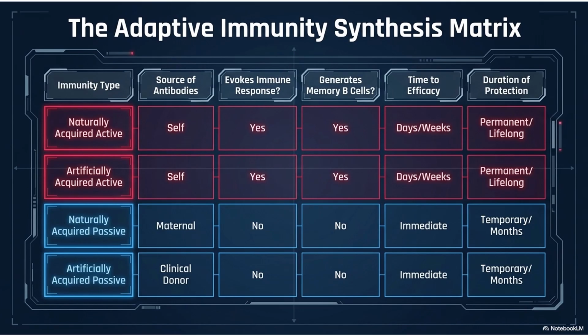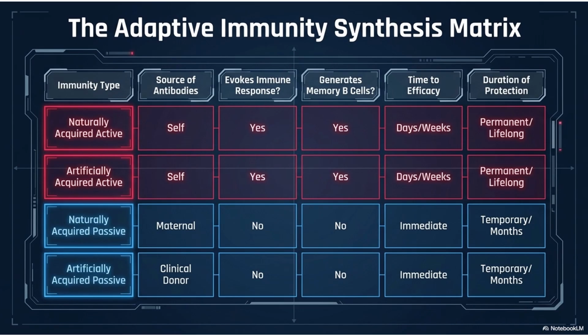Let's bring everything together with the synthesis matrix. Every concept from this presentation lives in this one table. Reading across the rows lets us compare all four types of adaptive immunity side by side. So let's start with the two active types. Naturally acquired active immunity from natural infection and artificially acquired active immunity from vaccination. In both cases, the antibody source is self. Your own body makes them.